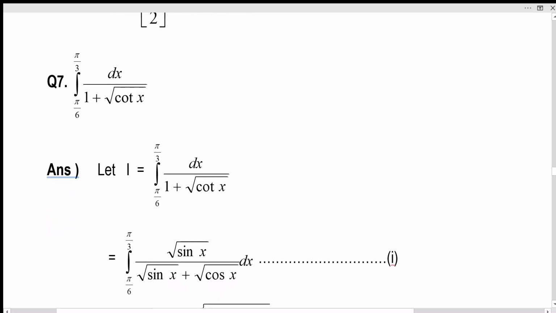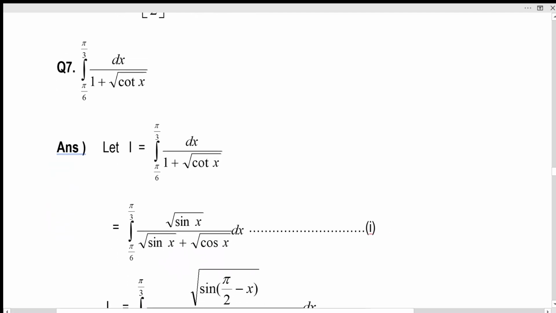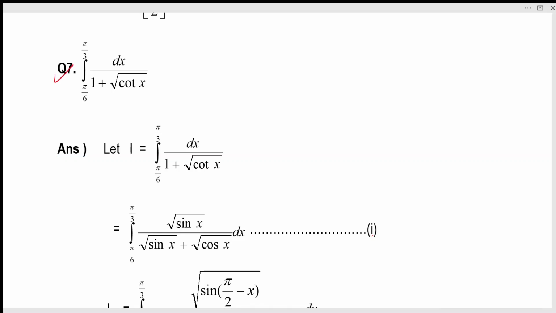Now this question is also very, very important. Let me take this question. This is the 7th question, an important question. Limits are from pi by 6 to pi by 3.